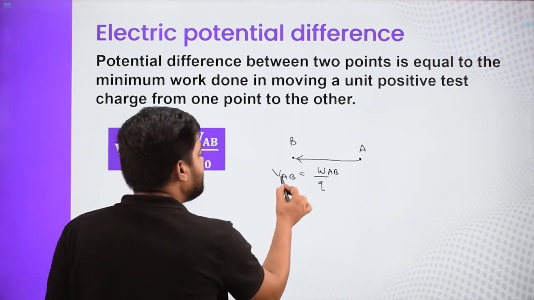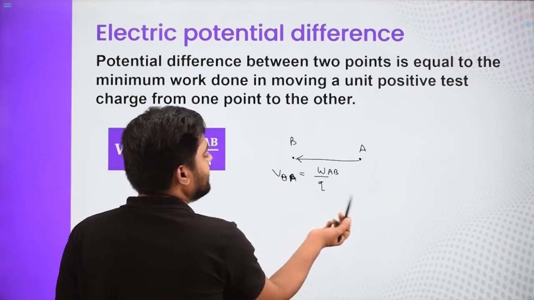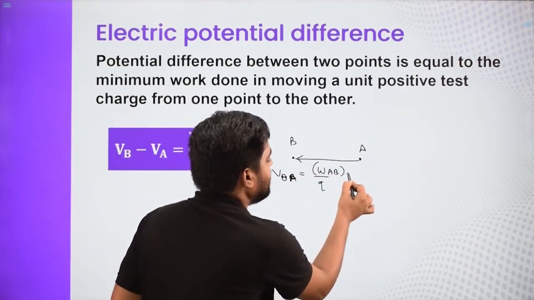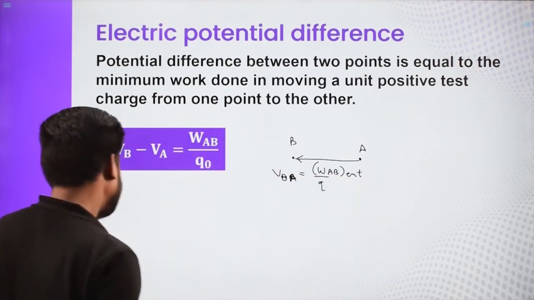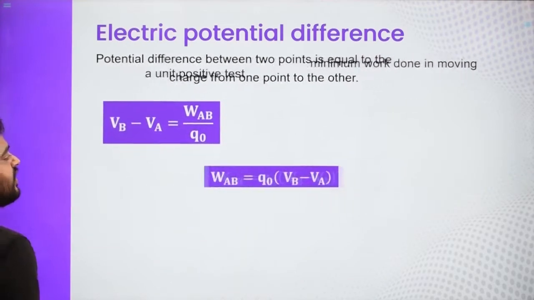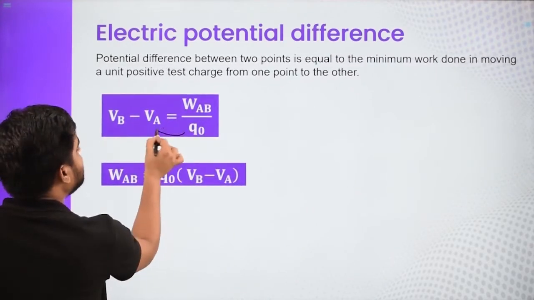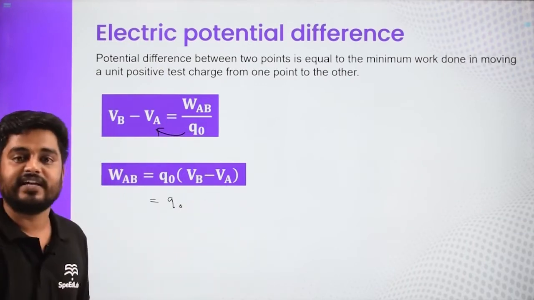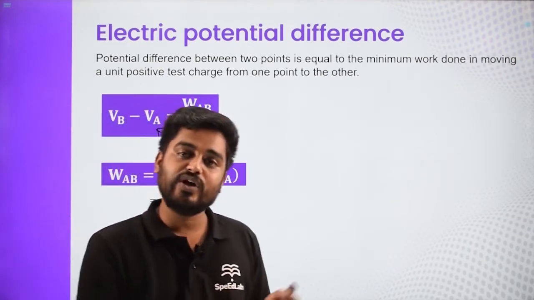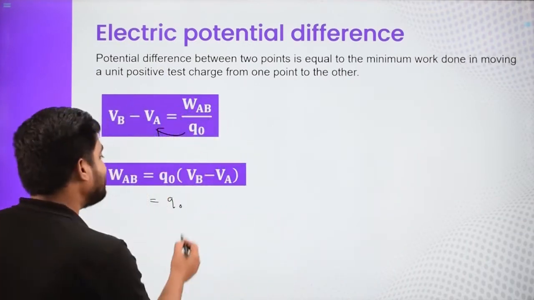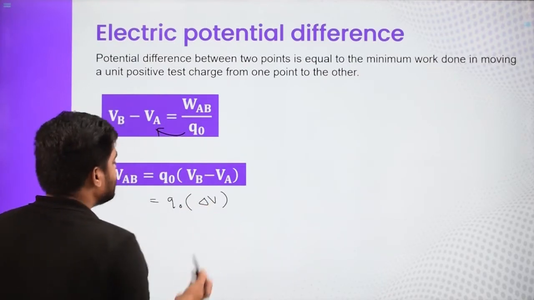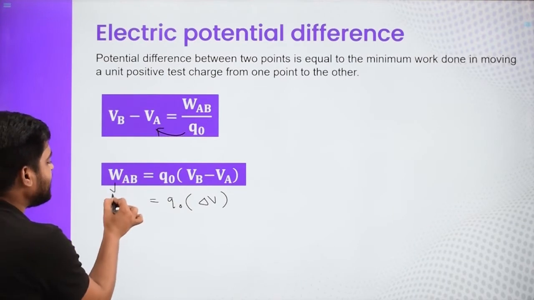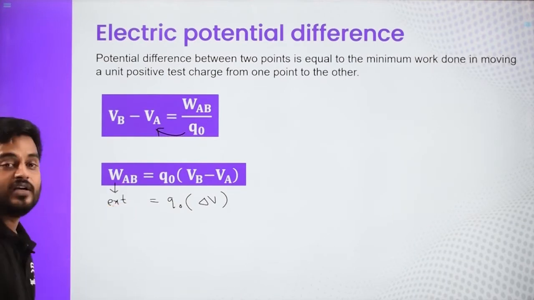So the final potential minus the initial potential is basically the potential difference, and this work is by the external force. If we rewrite this equation, then W_AB is nothing but Q naught times (VB minus VA). We were starting from A and going all the way up to B, so we can write that as delta V. So Q naught delta V is the work done, but this is the work done by the external force.